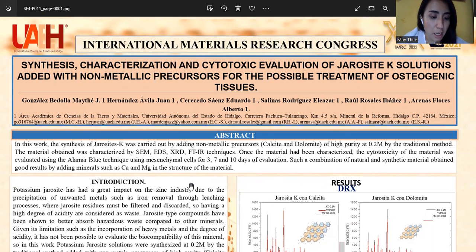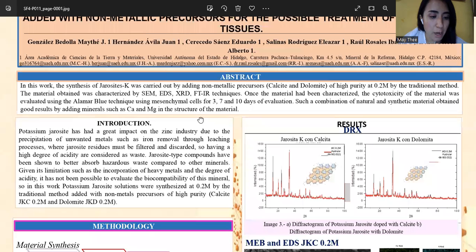Potassium jarosite has had a great impact on the zinc industry due to the precipitation of wanted metals such as iron removed through the leaching process, where the jarosite residue must be filtered and discarded, so having a high grade of acidity, it is considered waste.